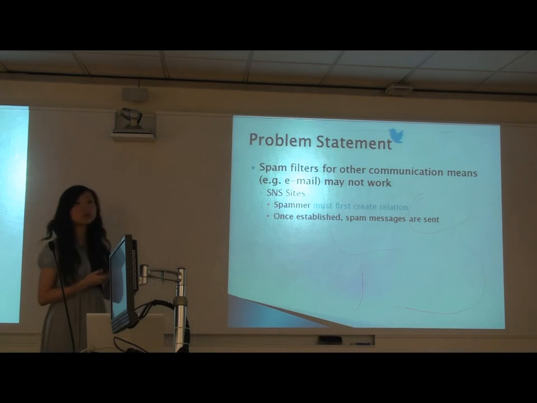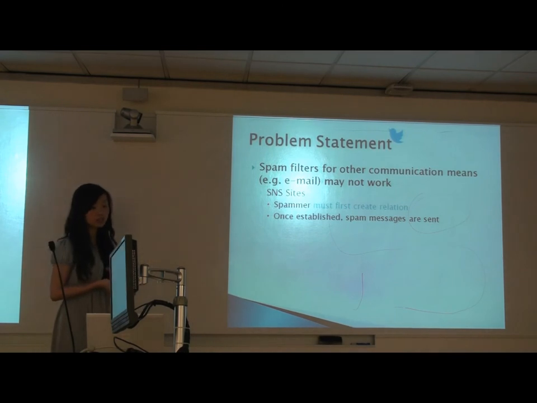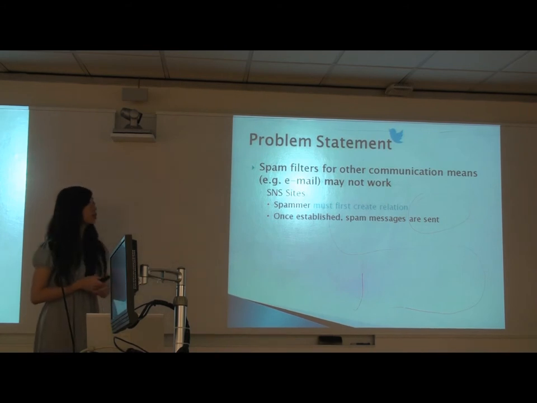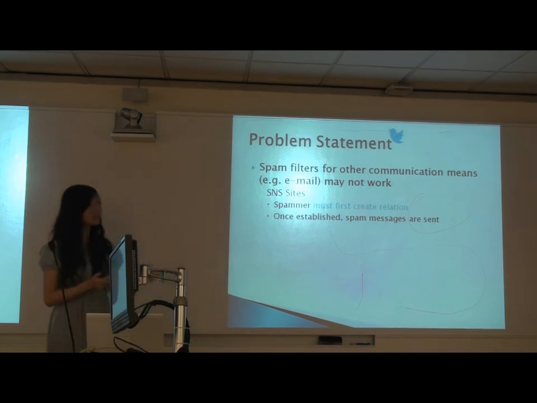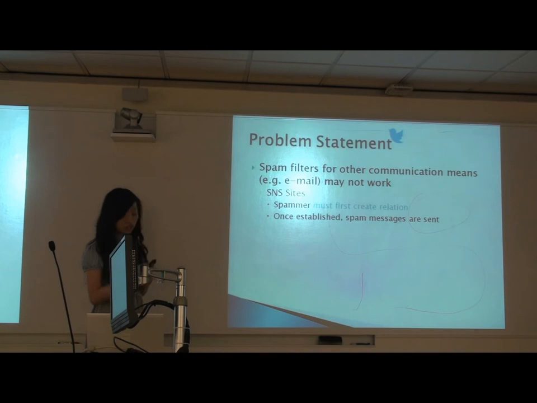Actually, the problem of spamming exists for a very, very long time. In the past, it used to be in the form of email. However, the spammers nowadays, they do not just need to generate a large list of users. They have to construct relationships with users. So in SNS sites, spammers must first create the relations. This situation is different with email. And once the connection is established, spam messages can be sent.